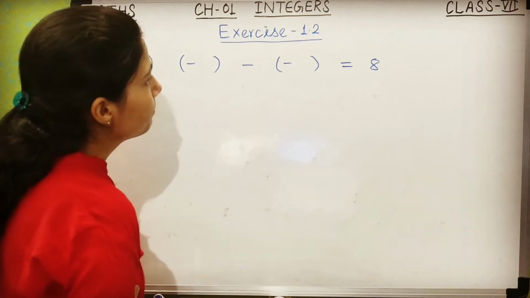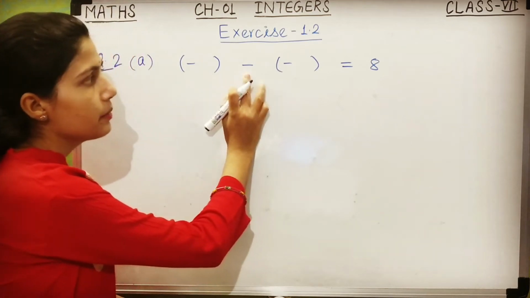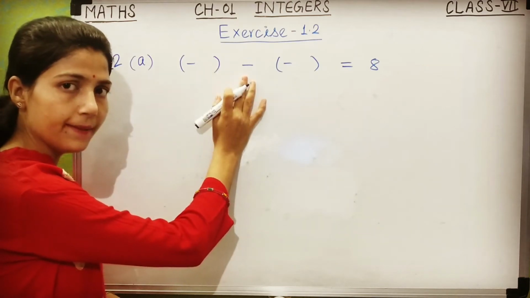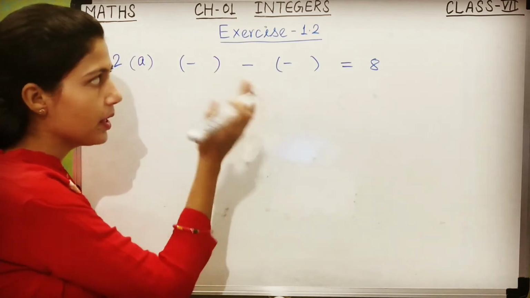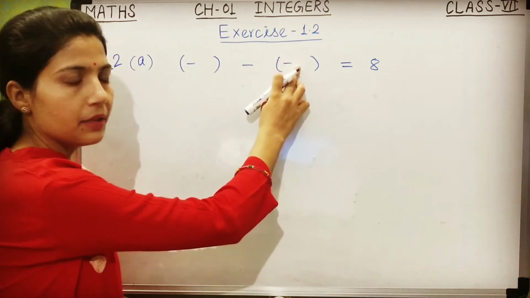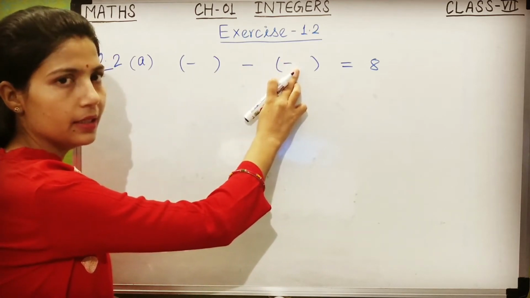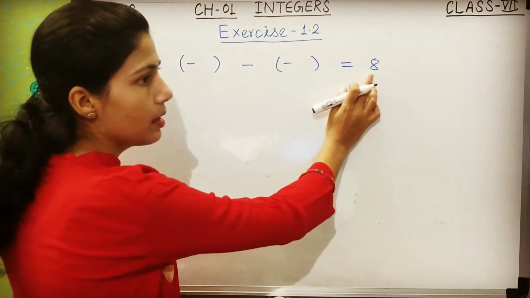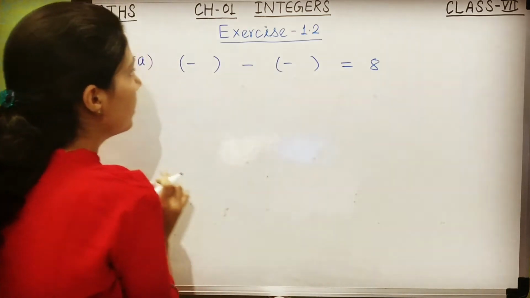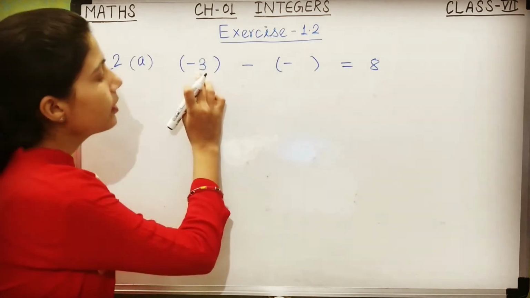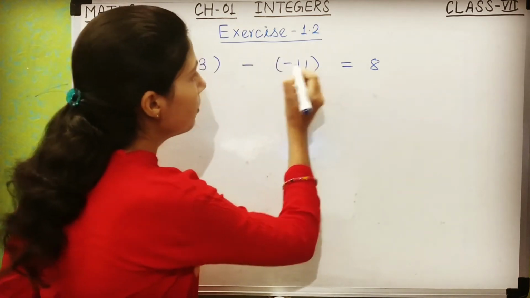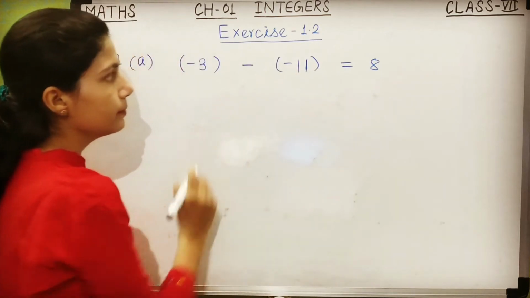Okay, now say if there is a negative sign between two integers, you have to change it into addition just by taking the additive inverse of the second integer, and the first will be as it is. So here we need a positive integer. So if I take minus 3 here, then here we will take minus 11.